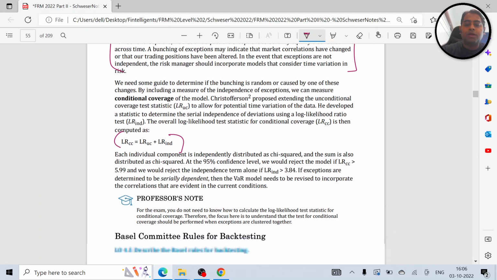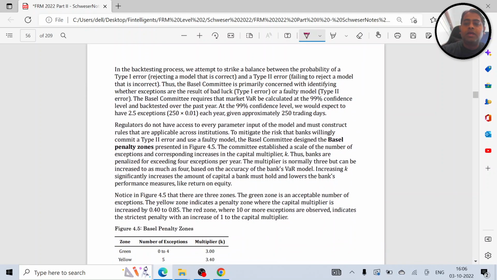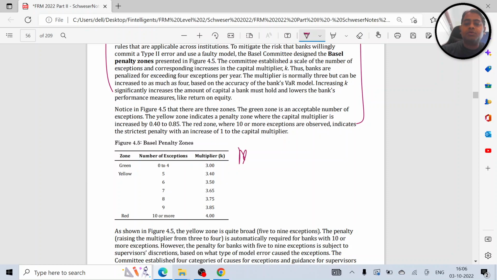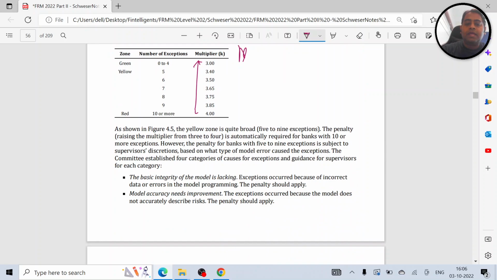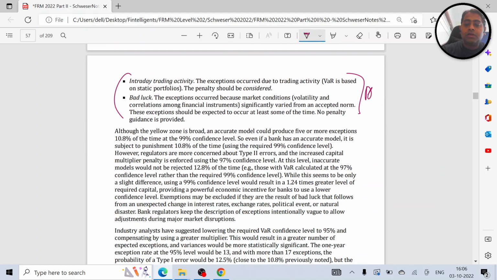And remember this formula. This part, Basel Committee rules, double star, very, very important. This is the core of the chapter. Everything is important, especially this table. You don't need to remember the table as such, but you should remember that it is moving from 3 to 4. And these reasons, if supervisors find that there is a breach, how will they take care of it? That is also important.